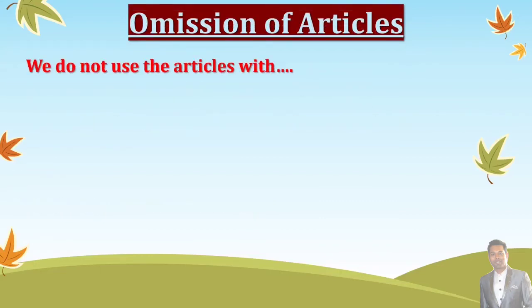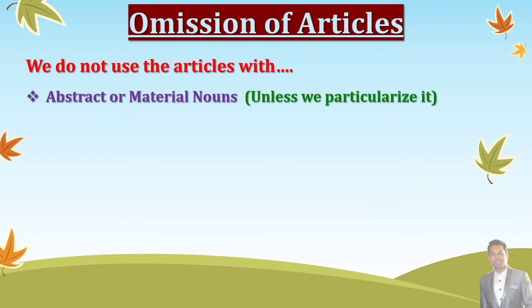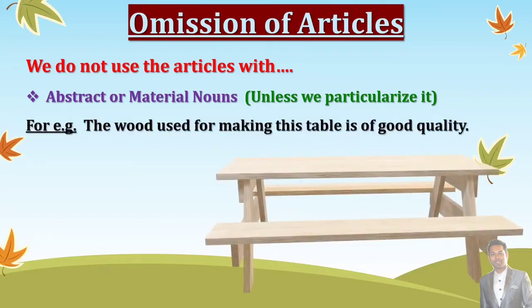We do not use articles with abstract or material nouns unless and until we particularize it. That means we do not use articles before any abstract or material noun. But in case we are talking about some particular material noun, then yes, we will use an article before that. Let us take an example for this. The wood used for making this table is of good quality. So here we are talking about particular wood. That is, the wood used for making this table. So here we are particularizing this wood. That is why we are going to use the article the over here.